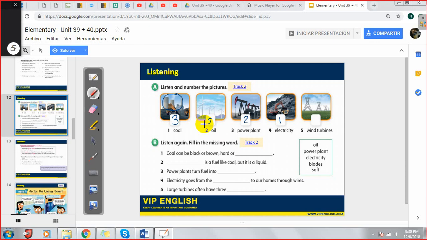Okay, now you have these words: oil, power plant, electricity, blades, and soft. Can you use those words to complete the sentences? You need to listen very carefully so you can use the words correctly. I'm going to play it again so you can be very careful, okay? Because in the first part, you missed the words with the pictures. So pay attention this time.